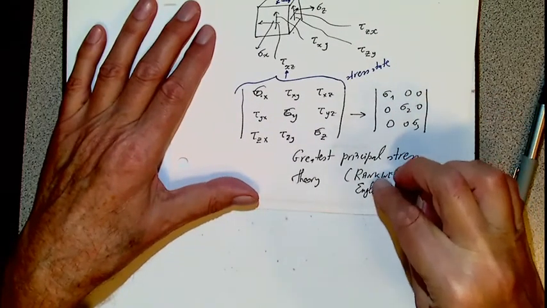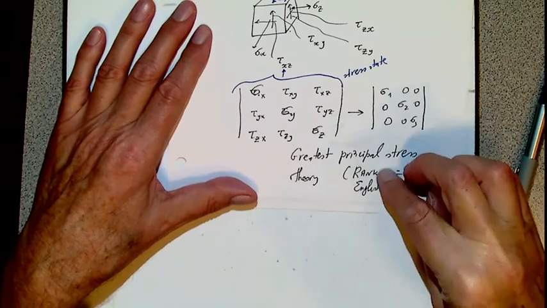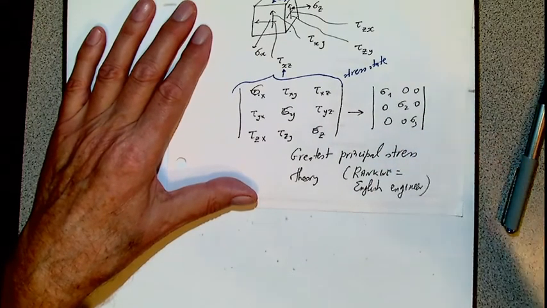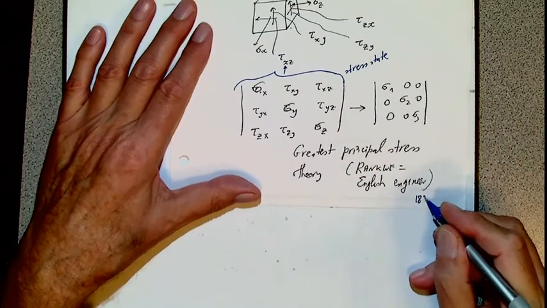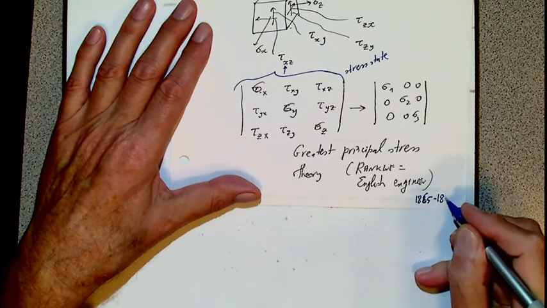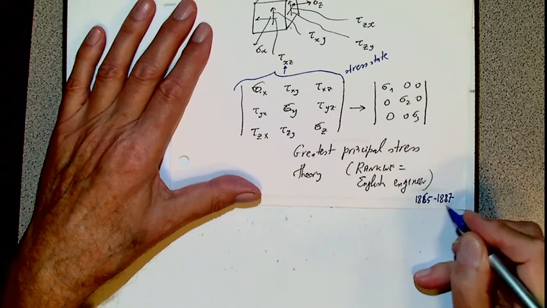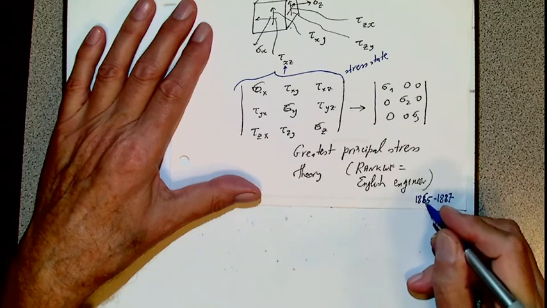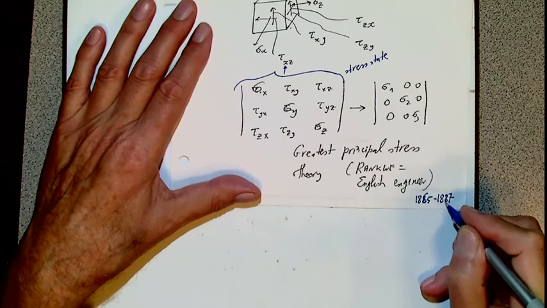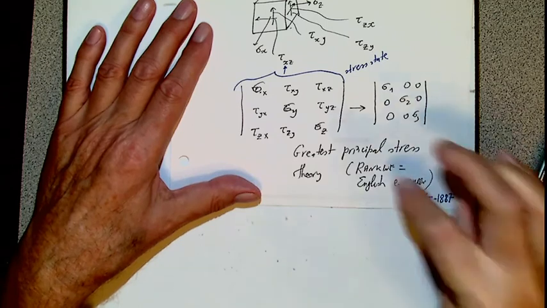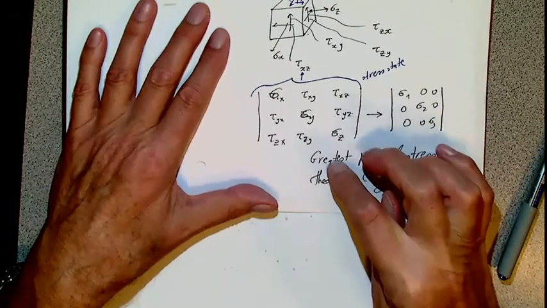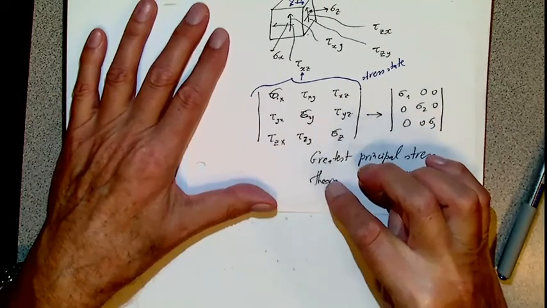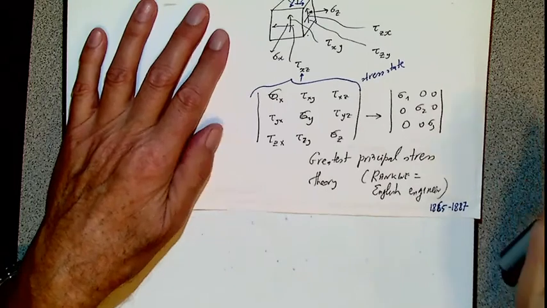Rankine, the famous English engineer Rankine, said this. His book first appeared, I think, in 1865, and the second edition in 1887. Okay. Greatest principal stress theory, or maximum normal stress theory.